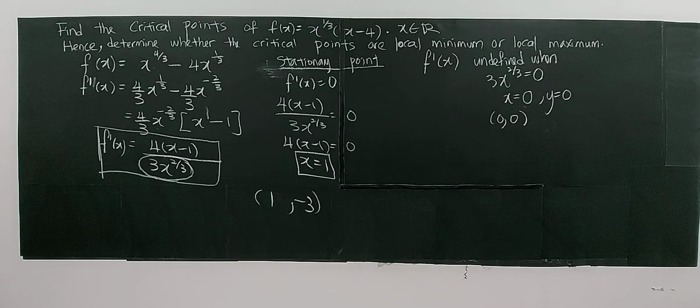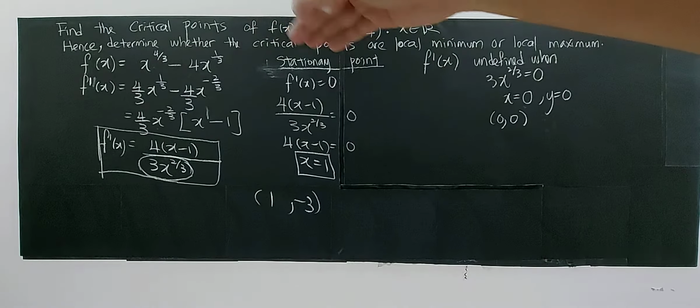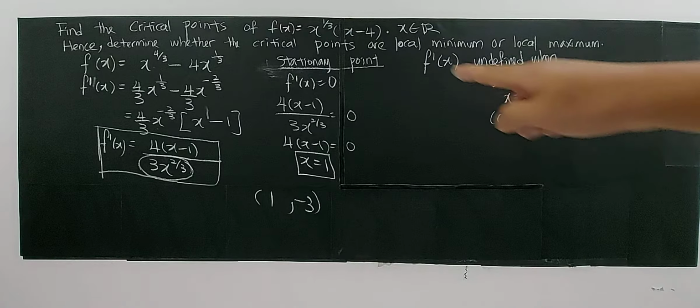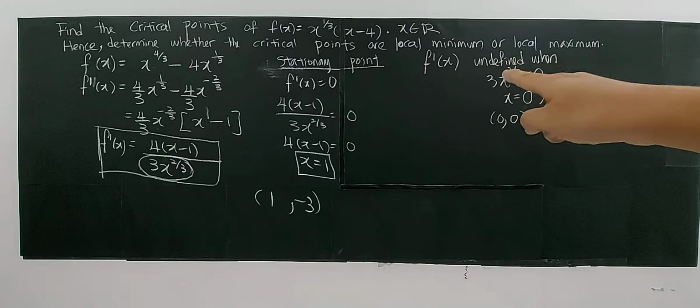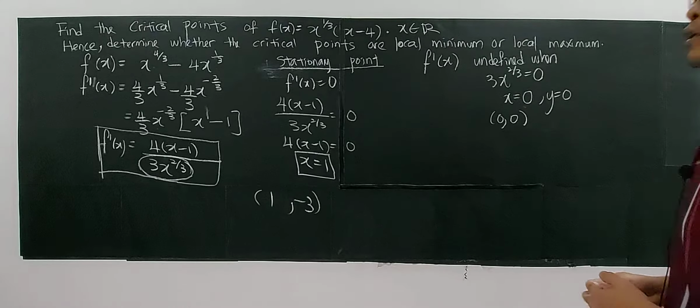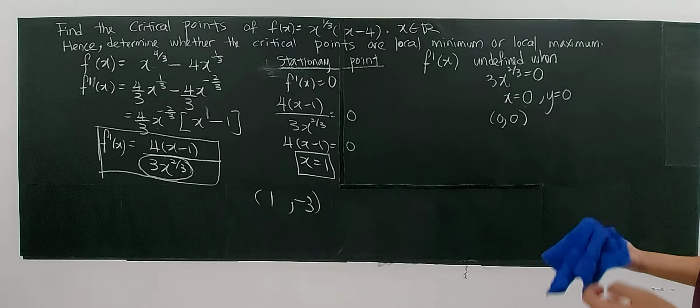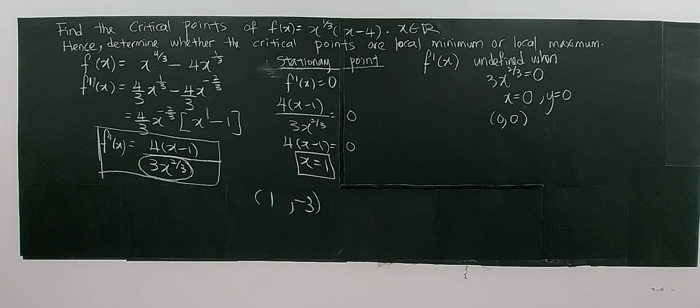Now they are asking you to determine whether these two critical points are a local minimum or local maximum point. Very simple. We can use the first derivative test, or we can use the second derivative test. Let's see what test we're going to use here. Okay, I'll try the second derivative test.